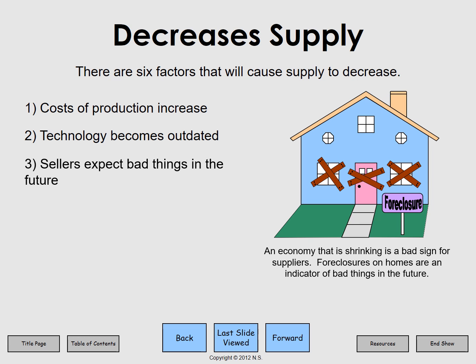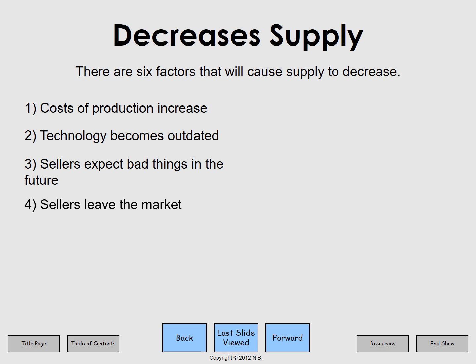Sellers expect bad things in the future. If we know something bad is going to happen, if the economy is shrinking, foreclosures on homes are an indicator of bad things, then it's bad for the market. Other products are going to do better. Other things are going to come into play, and it will decrease the supply that you're able to produce.